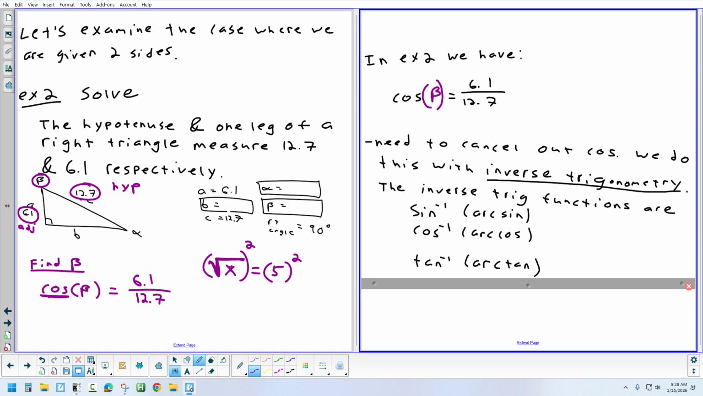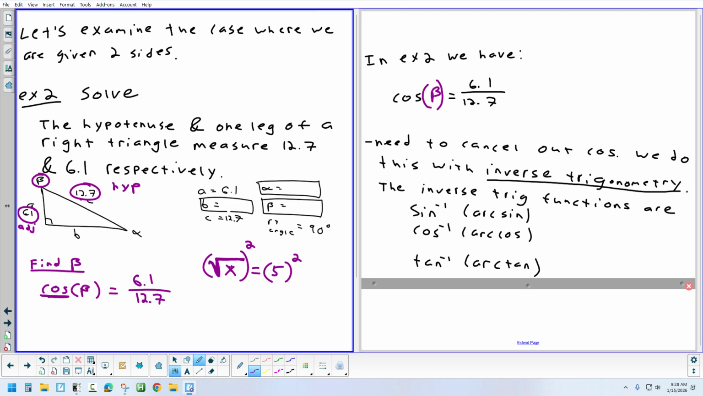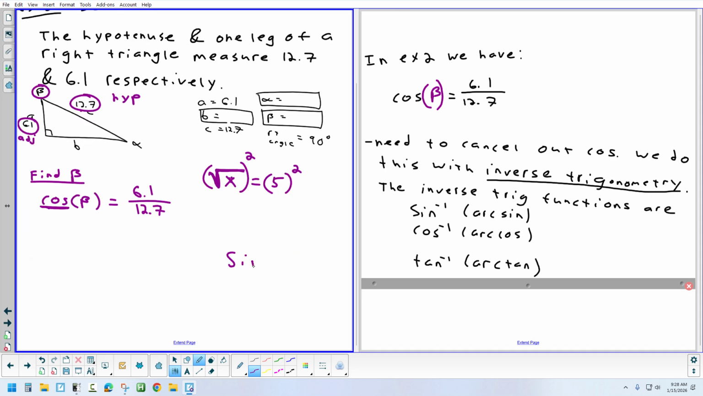Okay? But what is a little confusing is when you write a trig function and you put a number there that's not a -1, it is an exponent. So this does mean sine times sine. Right? So the -1 is kind of a special case. It's just a symbol that means inverse. All right.